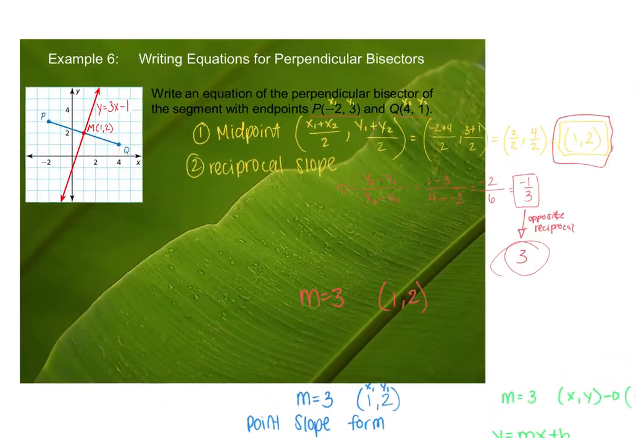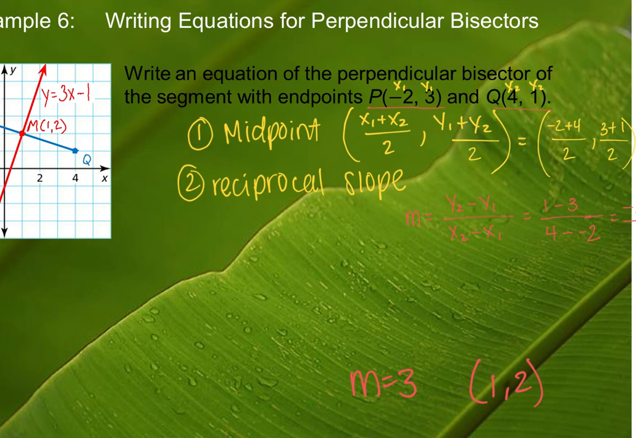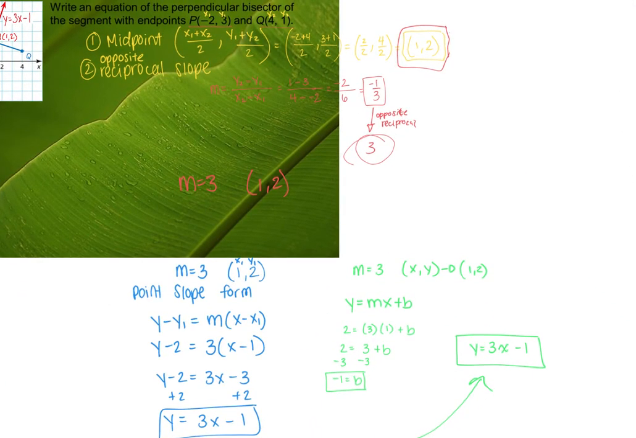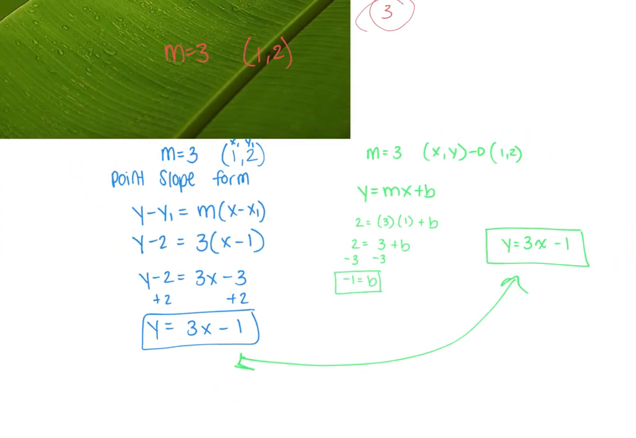So remember, there's 2 steps. Find the midpoint, find the reciprocal of the slope, opposite reciprocal, excuse me, okay? This should say opposite reciprocal. Once you found both of those, then you just use the slope and the point and you plug it into your equation, either point-slope form or slope-intercept form. And then you can solve.